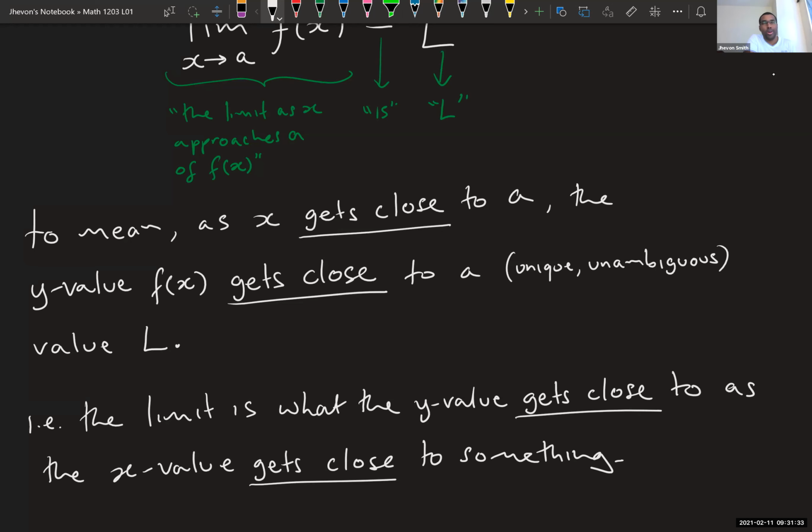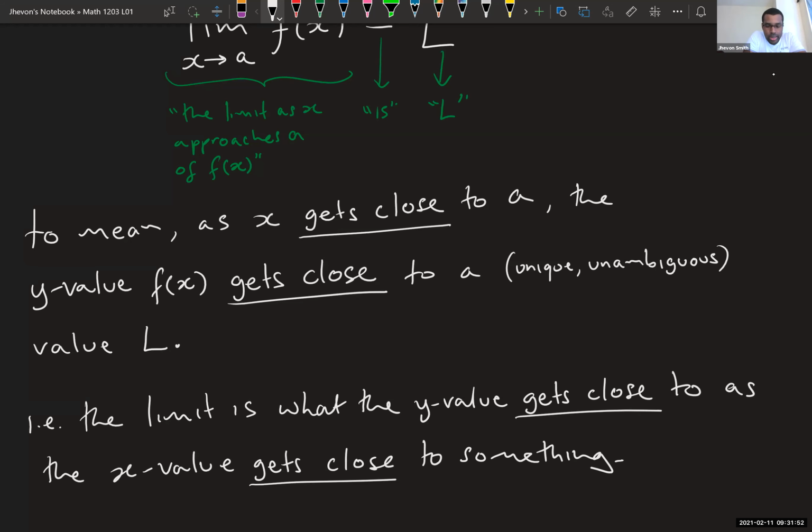So when I say get close, what does that really mean? When you say unambiguous, what does that really mean? These are words where, in English, different people think of it differently. Is 1 unit close? Is half a unit close? Is 0.00001 of a unit close? What does close mean?